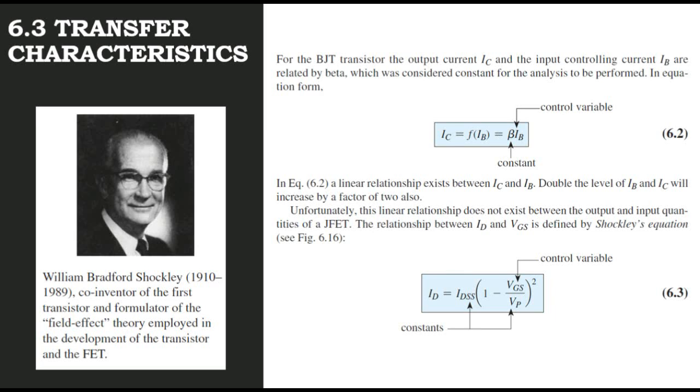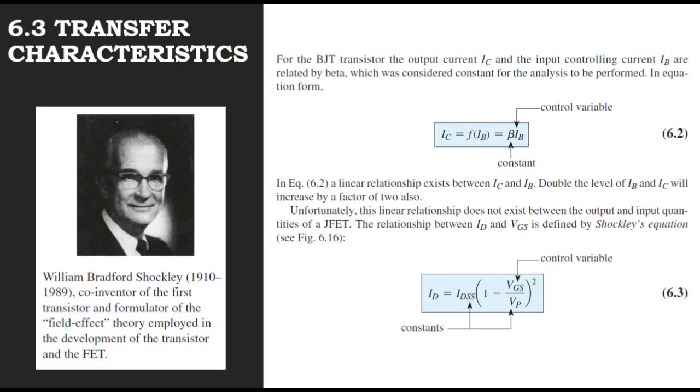So in this slide, we have seen some similarities between the transistor equation and Shockley's equation. First of all, the transistor equation is IC is equal to beta IB, and Shockley's equation is ID, which is the drain current, equal to IDSS times a factor 1 minus VGS over VP, squared. So these two equations are almost similar, but there is a different type of constant.